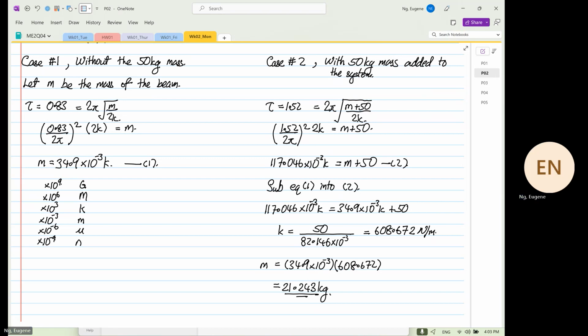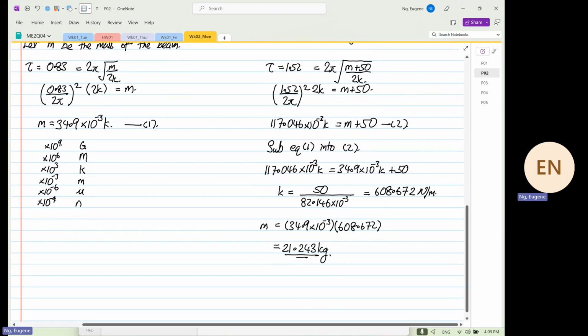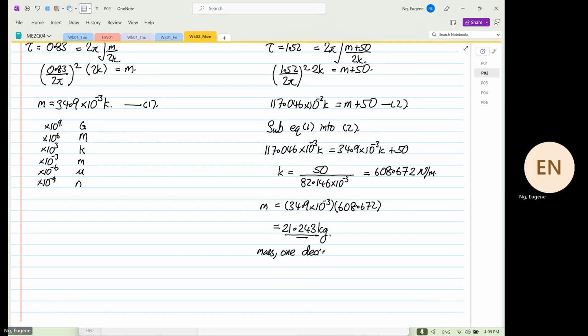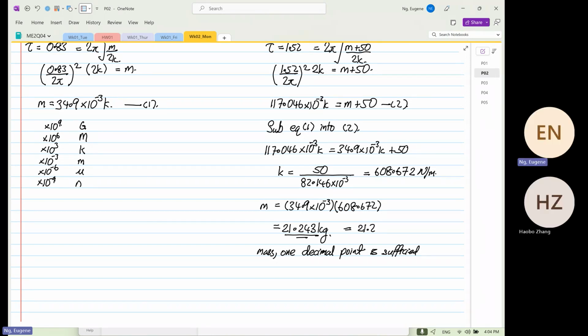So that is your answer. Are we clear? Now, in terms of weight, in terms of mass, 1 decimal point is enough. Don't go over the top. So if you put this equal to 21.2 kilogram, you'll get full marks also. Are we clear?